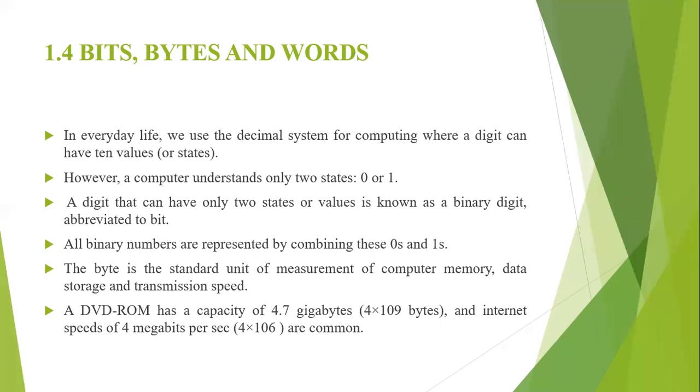A digit that can have only two states or values is known as a binary digit, abbreviated as bit. A computer is capable of understanding only 1 bit, either 0 or 1. All binary numbers are represented by combining these zeros and ones. The byte is the standard unit of measurement of computer memory, data storage, and transmission speed. A DVD-ROM has a capacity of 4.7 gigabytes, 4 into 10 to the power 9 bytes, and internet speeds of 4 megabits per second are common. So 1 bit means either a 0 or 1.